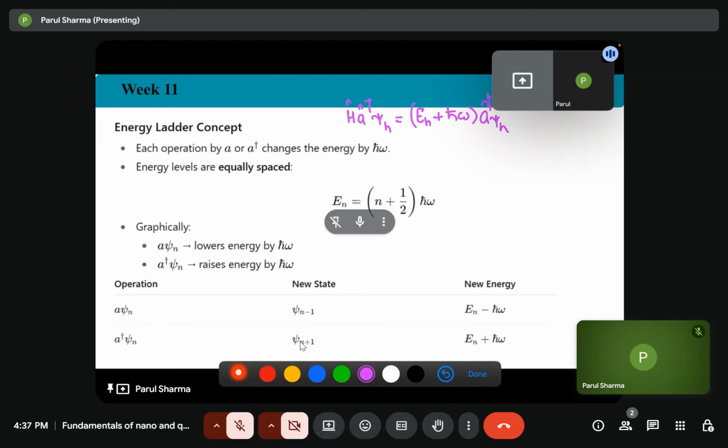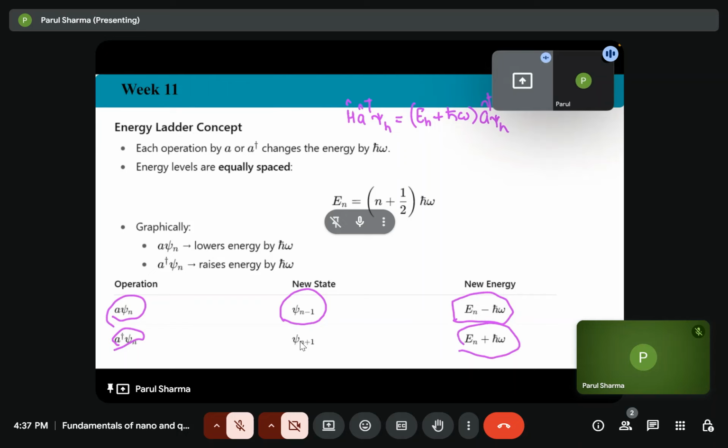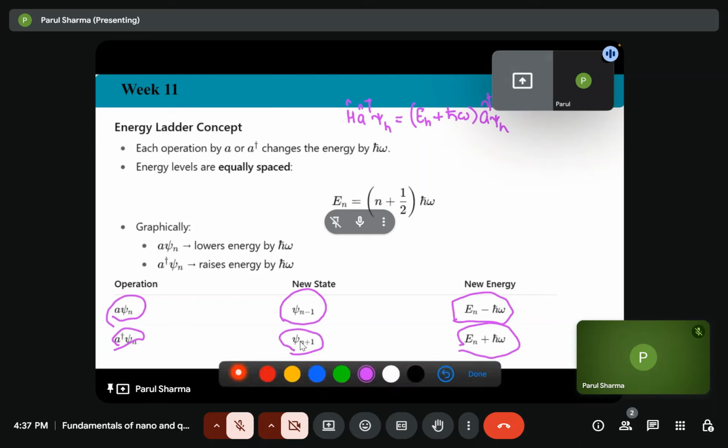So now we saw that when the operator A operates on psi n, the new state will be psi n minus 1, and the energy will be reduced by h cross omega, because it lowers the energy by h cross omega, whereas A dagger takes psi n, increases the energy by plus h cross omega, and the new state will be psi n plus 1, so energy levels are equally spaced.